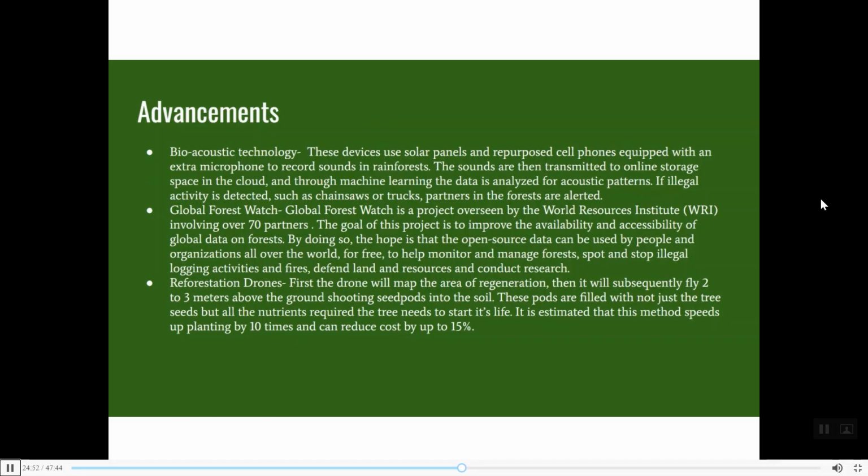The third big advancement in technology is reforestation drones, which we touched a little bit on in class before the coronavirus. When these drones go out, they first map the area for regeneration. Then they fly 2 to 3 meters above the ground, shooting seed pods into the soil. These pods are filled with not only the tree seeds, but all the nutrients required for the tree to start its life. It is even estimated that this method speeds up planting by 10 times and can reduce the cost of planting trees by 15%. So it's a win-win.